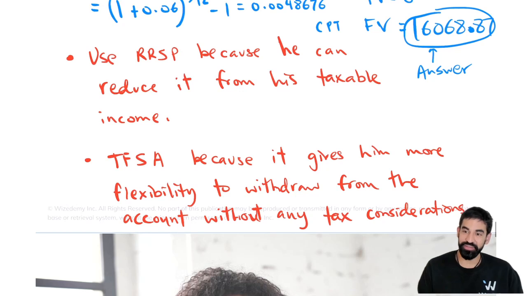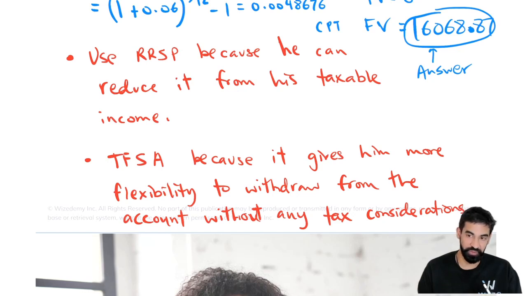So, for example, with a TFSA, you don't have any penalties for withdrawing from it like you do in an RSP. And also you don't have to worry about what kind of tax bracket you're going to be in later on, because in an RSP you have to think, okay, if I have to pay tax on this at my current income, well, if I withdraw next year or in 2 years, would I be making less income then and pay less tax then? Should I wait? In TFSA, you don't have to worry about those tax considerations.